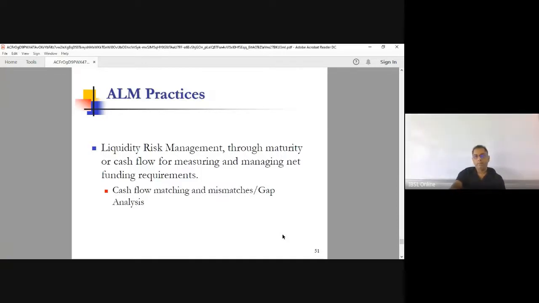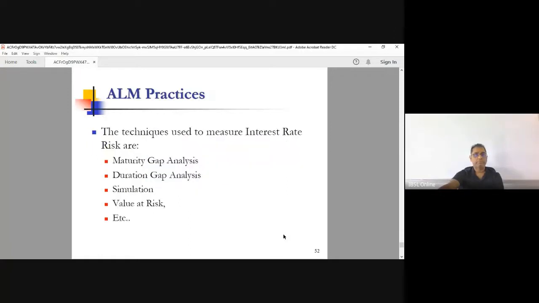So again, we're talking about ALM practices here. It's about liquidity, maturity, cash flow, measuring net funding requirements. So we've touched that already. So now finally we look at the different techniques. I'm not going to detail here because that's covered separately, I think, and also Nishant has already covered some of this. We touched on it briefly as well.